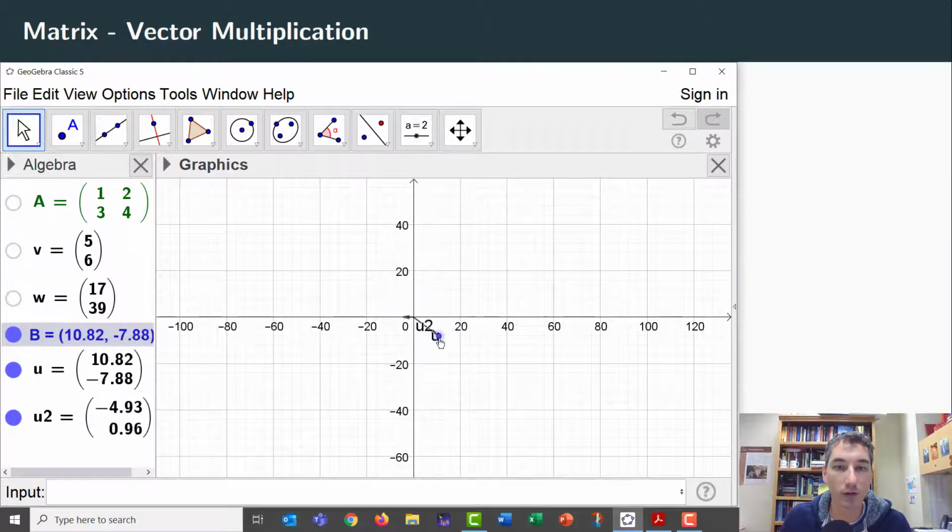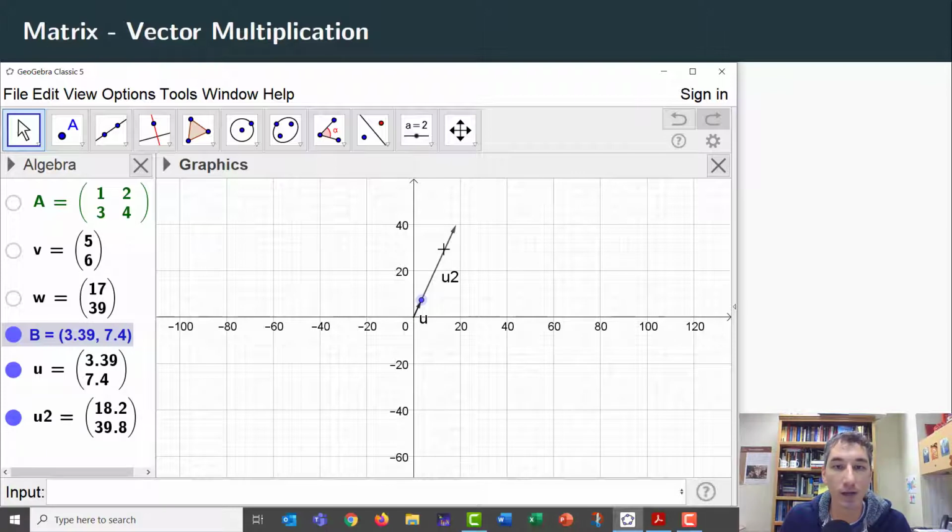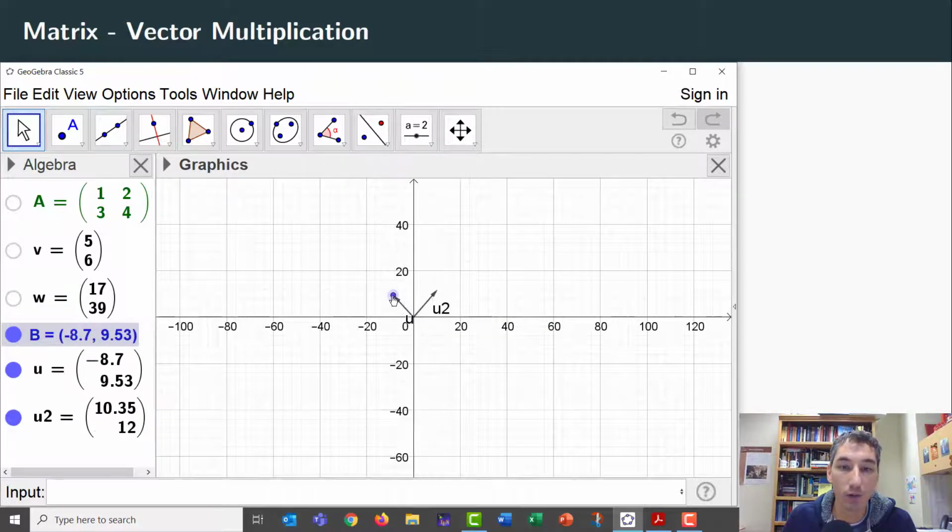But if U is over here, then U2 is down there. And there's even a place right about here, I guess, where U and U2 are in a line with each other. And that's going to turn out to be really important. This property is going to be key, figuring out for a given matrix, when will those vectors align? When will they be orthogonal?